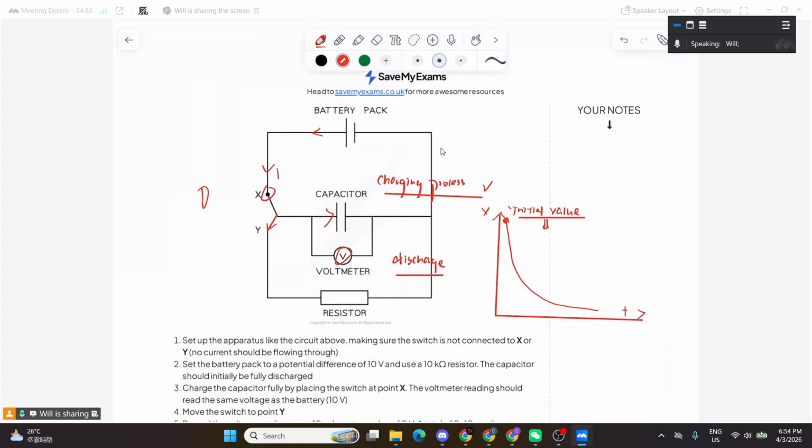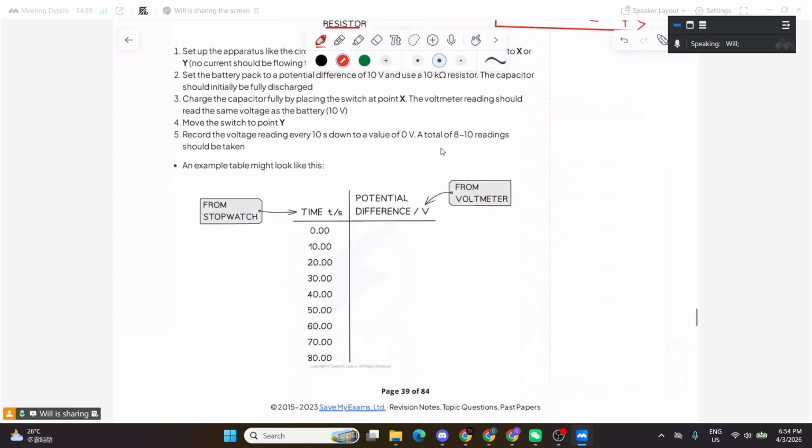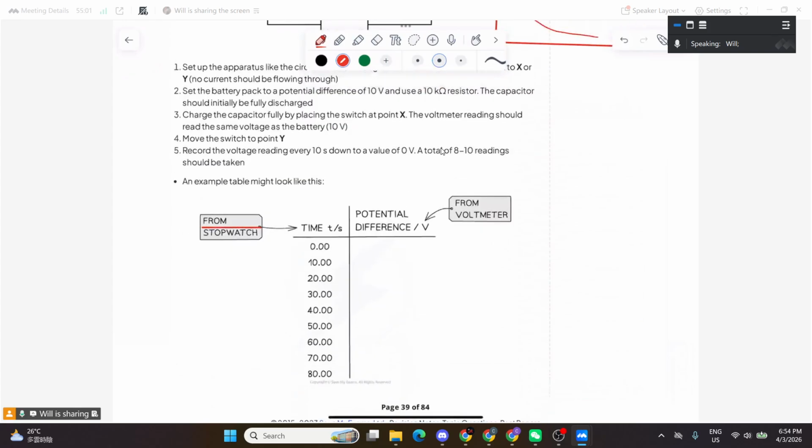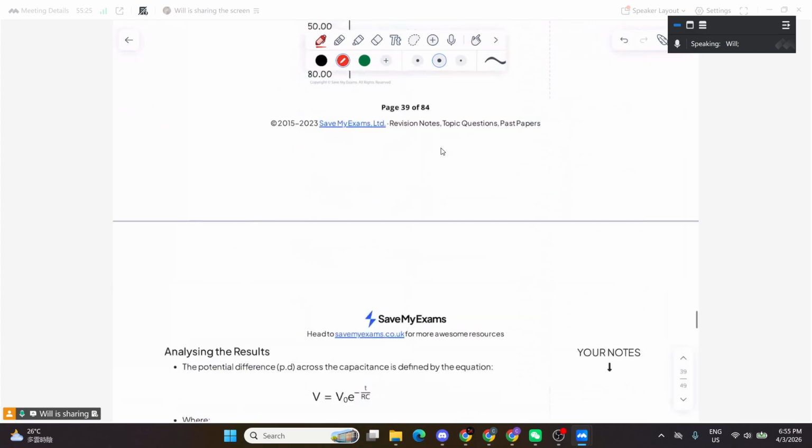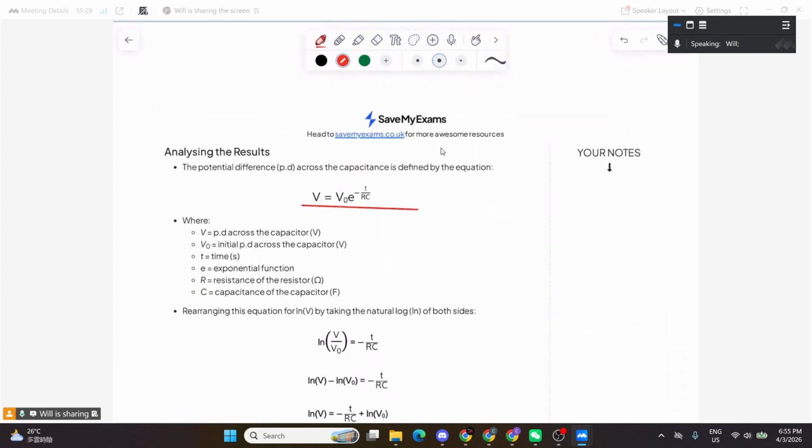Here is the resistor to dissipate the energy from the capacitor. Understand that? The next step is to collect the data. Use the stopwatch to record the time, and use the voltmeter to measure the potential difference. Different times correspond to different potential differences. So finally, we can use this equation to analyze the results.